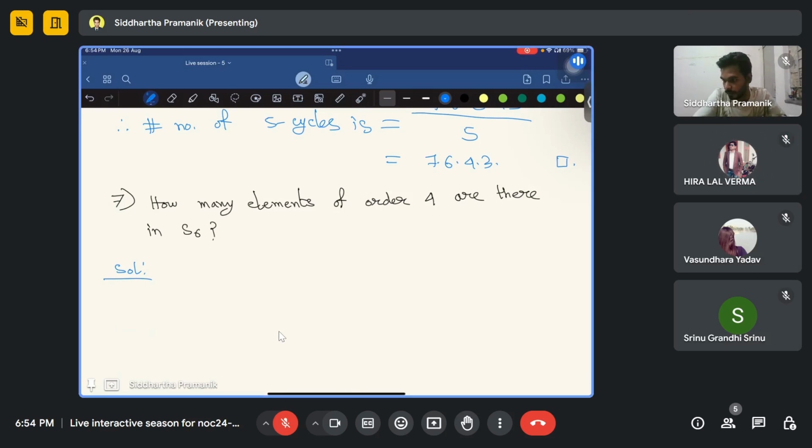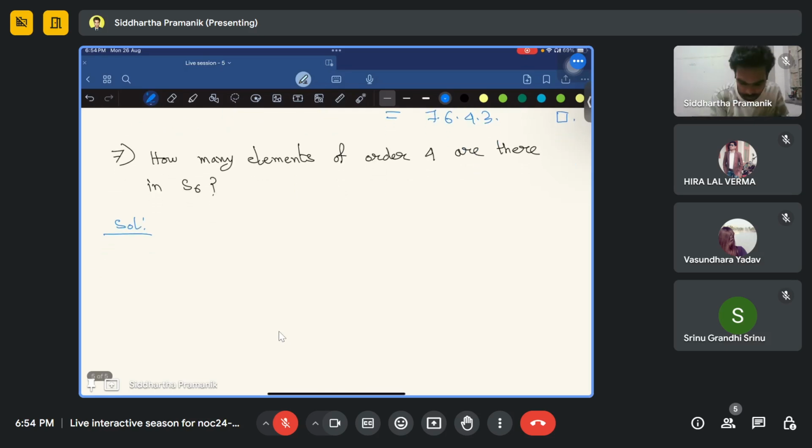6 into 5 into 3. No, you have missed something. Okay, let me do it. So first of all, we need to find how the elements of order 4 in S6 look like.